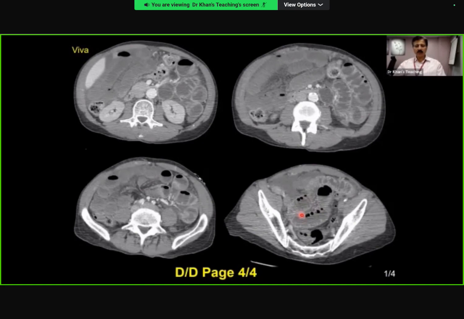Anything else? There's locules of gas within the pelvis, sort of inferior. Else? No, I'm not interested. That is intraluminal in the large bowel. Okay, and the bowels also become featureless. There's a lot of fat stranding.